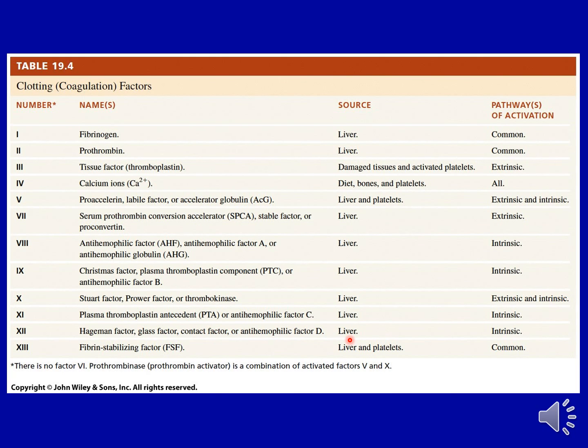It is also coming from the liver. Factor 13, fibrin stabilizing factor. There is no factor 6. Prothrombinase or prothrombin activator is a combination of factor 5 and factor 10. So if we look at the source, most of the clotting factors are derived from where? Derived from the liver, and some from the platelets, and only factor 3 is coming from the damaged tissues. And we find here which pathway the factor is present in.